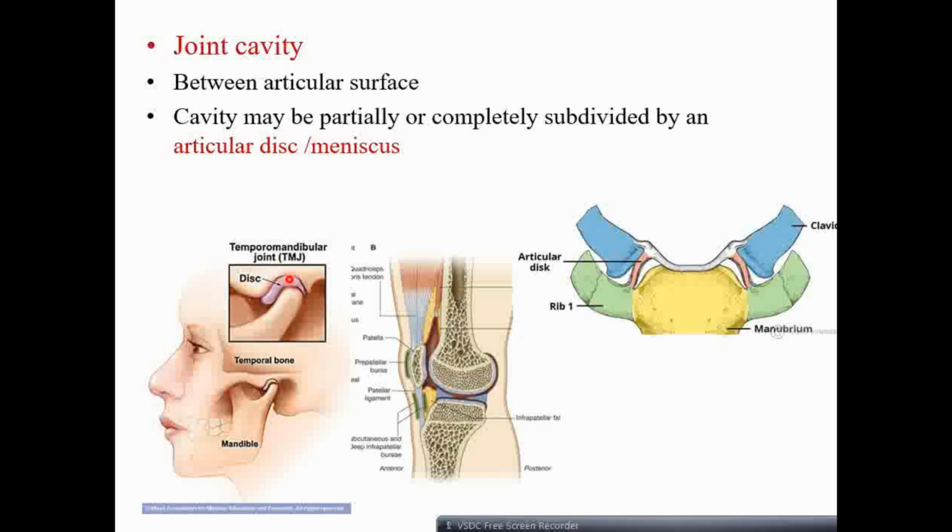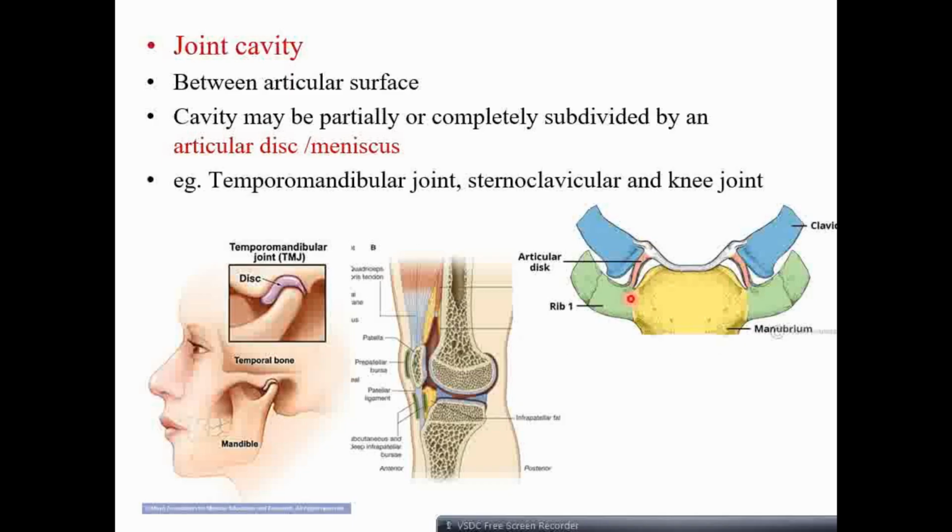Here also you can make out an articular disc which divides the joint cavity into an upper compartment and lower compartment. This is the sternoclavicular joint. Here also the articular disc divides it into two compartments. So in both the compartments, separate movements will be taking place. If you take the TMJ, there will be gliding movements also, and other movements that will be taking place. Similarly, when we have two compartments, two types of movements will be taking place in each compartment.